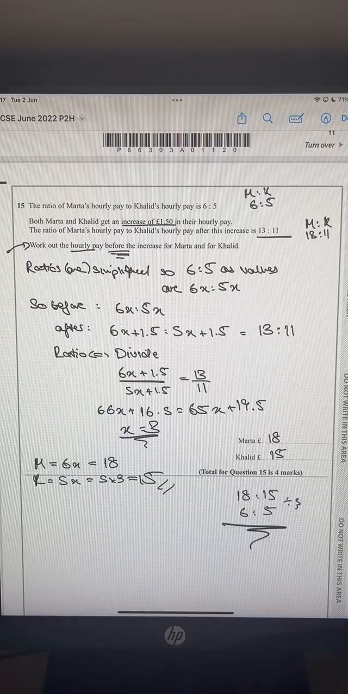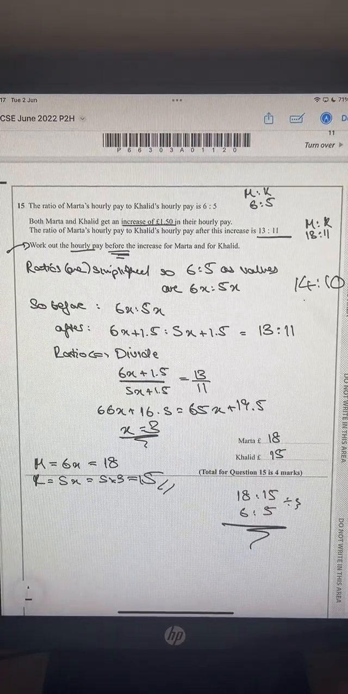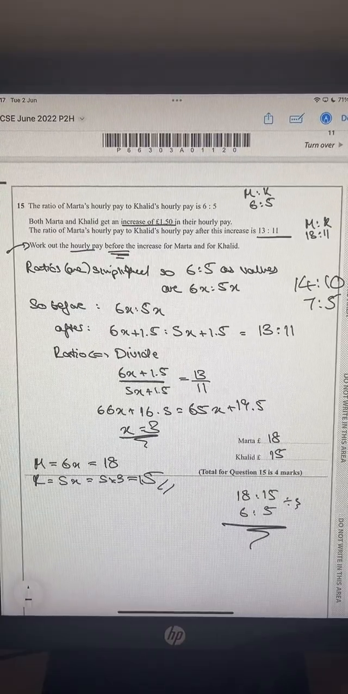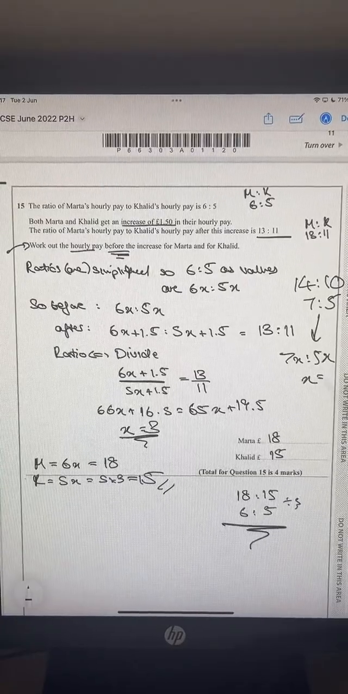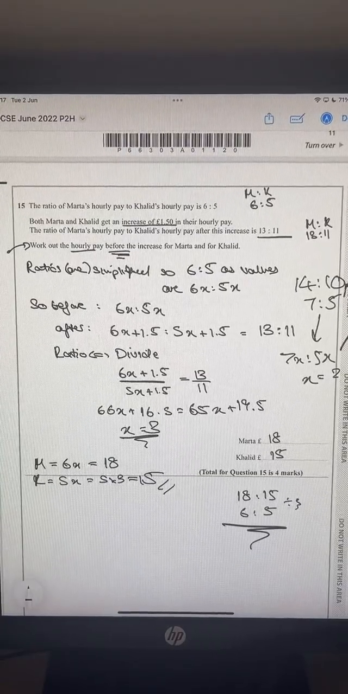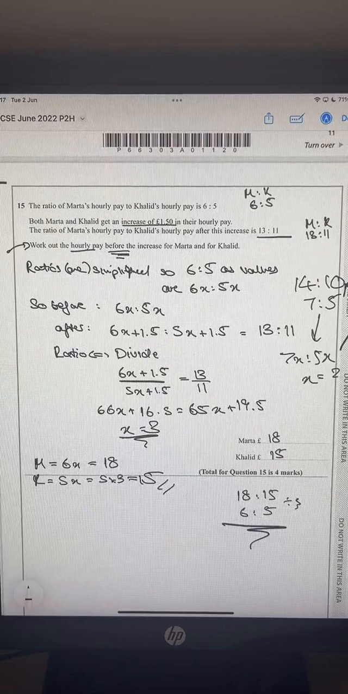So if there's two ratios, you do 6x and 5x. Well, I don't get what you mean by two ratios, because if you have a ratio of 6 to 5, or any ratio, even like 14 to 10, I can simplify that to 7 to 5, and we know that I can write this as 7x to 5x, where x is equal to 2, because then that'll get me back to this. That's how ratios work.